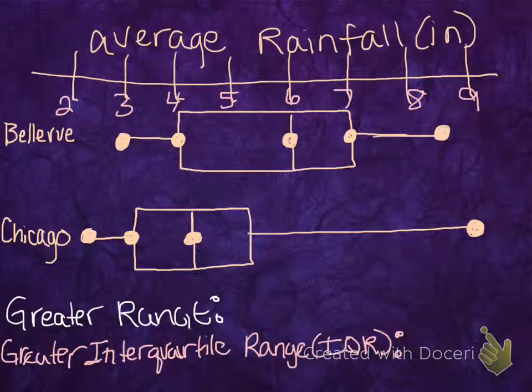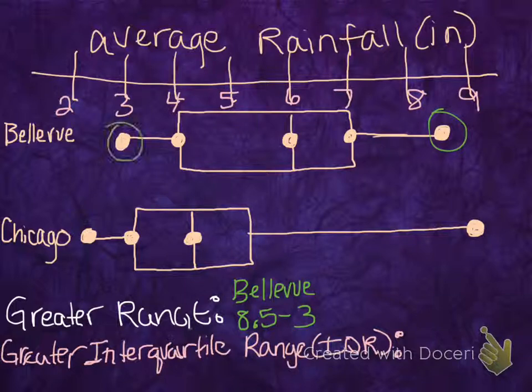Then finally you might be given a box and whisker plot that actually compares two things, such as the average rainfall in inches in Bellevue and Chicago. If you remember what range is that we just talked about, range is the highest value minus the lowest value. So when we look at the range of these two box and whisker plots, we're going to take our maximum for Bellevue, which is about 8.5, and subtract our lowest value, which is 3. So here's our maximum, here's our minimum. And when we do that, we should get 5.5.